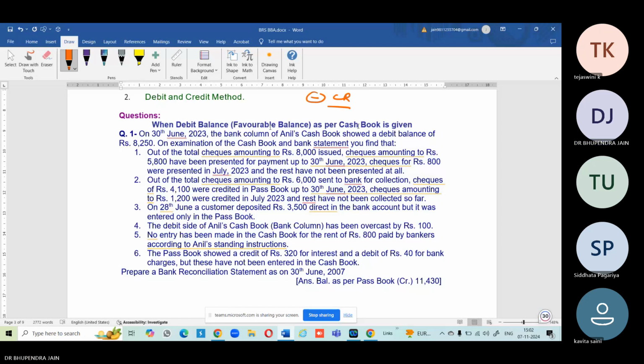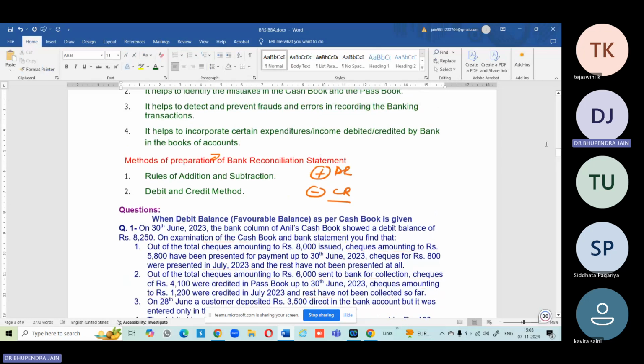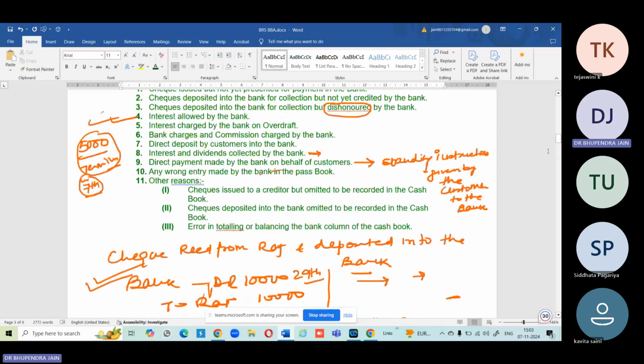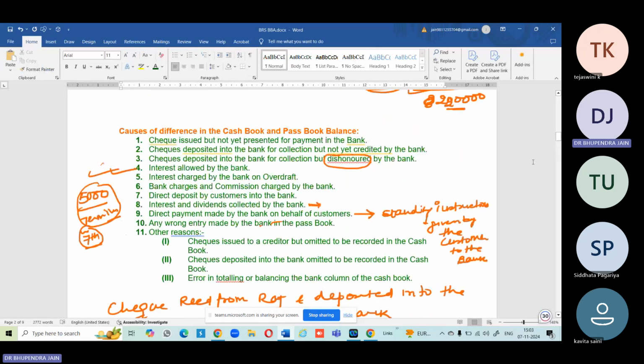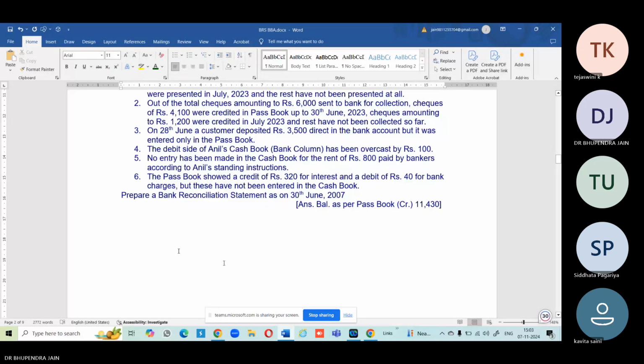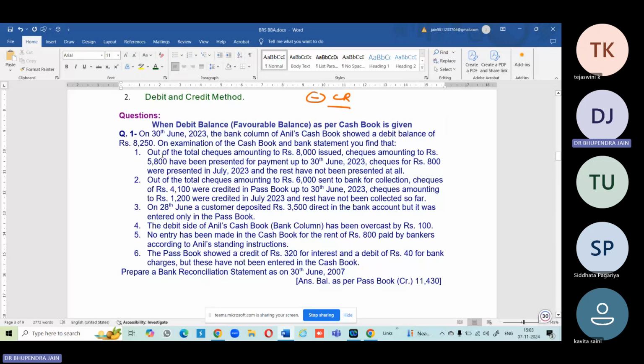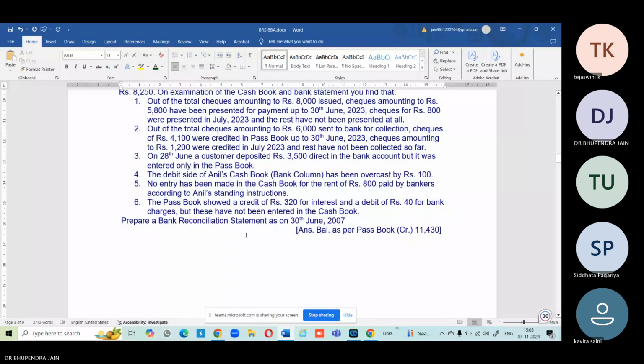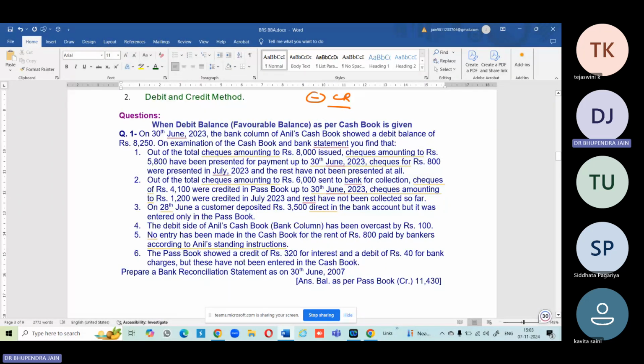Now read every statement carefully and find out the causes. 11 causes I have already mentioned in my notes. And check what will be the effect of the particular causes. Now read. Some transactions are given. Like I prepare a bank reconciliation statement as on 30th June 2023.